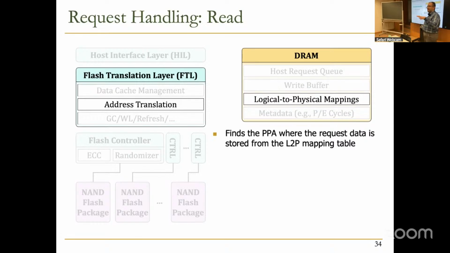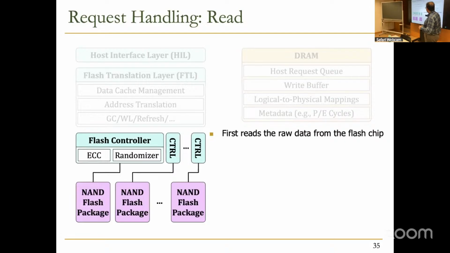Remember that we have this out of place, right? So there is no map. Basically, you need to check the table to see where exactly your data or page is stored. So you check that, and then you get the physical location. So once you know which NAND flash package, in which block and in which page, stores your data, you send the read command to that NAND flash package, and then you get your data.